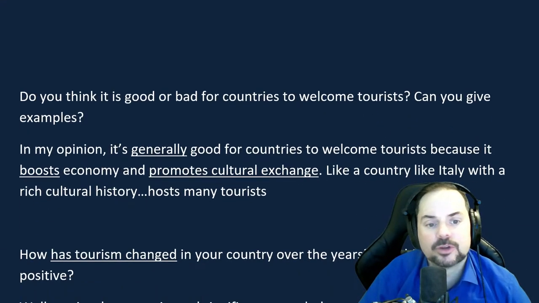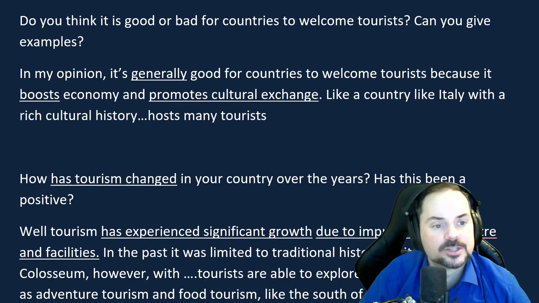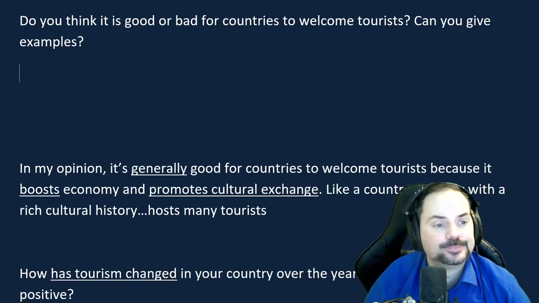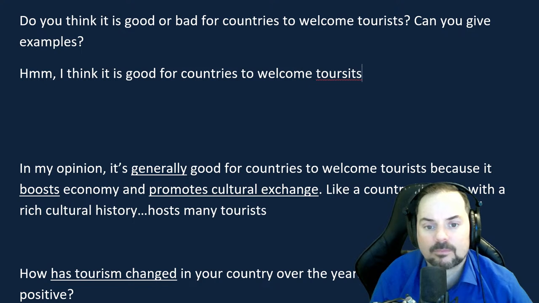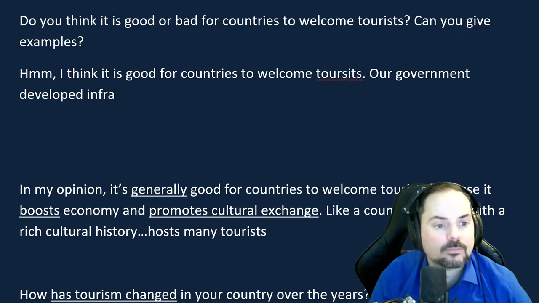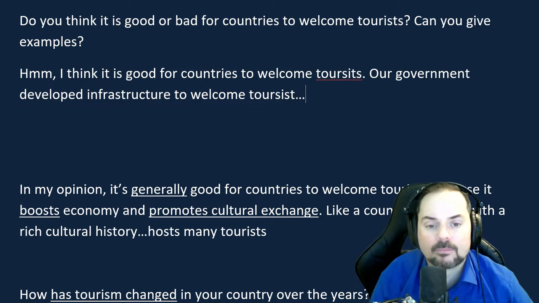Do you think it is good or bad for countries to welcome tourists? I think it is good for countries to welcome tourists. Our government developed the infrastructure in tourism to welcome tourists from all over the world and can boost a sense of cultural exchange between foreigners and citizens. Every year, the revenue of national economies will increase and create thousands of jobs.